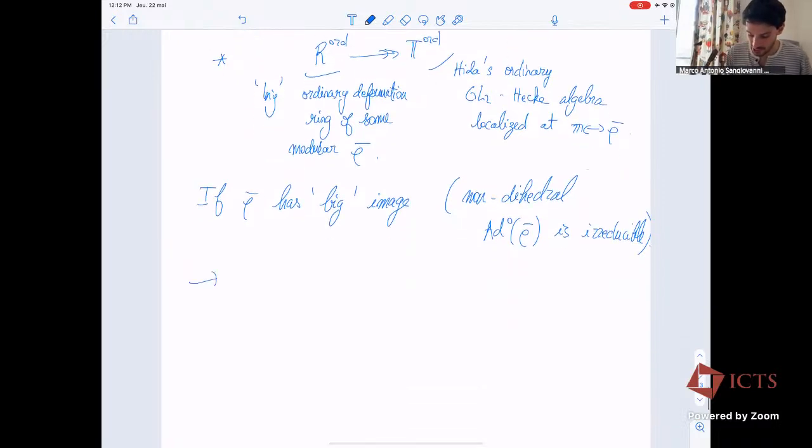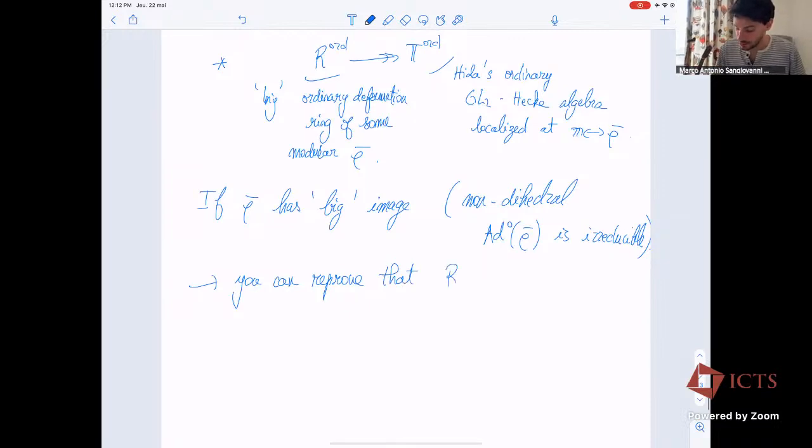You can upgrade it to an equality. You can reprove that R ORD is equal to T ORD. Okay. So this was actually Weil's initial strategy to prove his R equals T theorem, because he wanted the surjection.